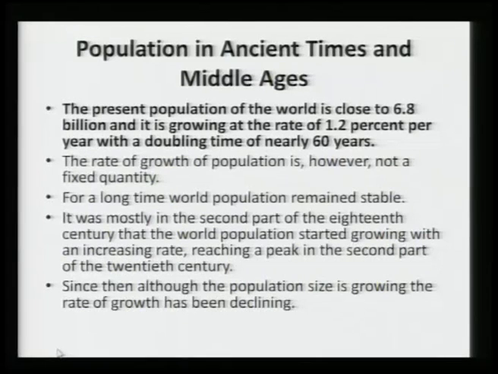So, the population started growing around 1750 and started increasing at faster and faster rate, and then in the second part of the 20th century, the rate of growth reached the peak, and after that the rate of growth starts declining. Population is growing, rate of growth is declining, population is growing.